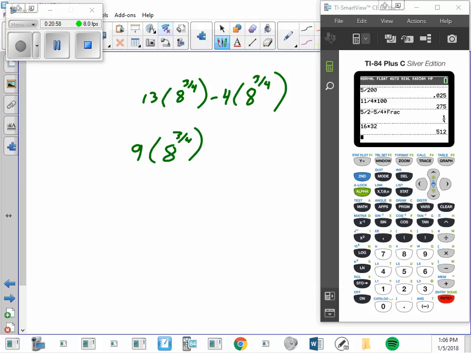Can 8 be split into 4 equal multiplications? No. It can be split into 3, but not 4. So this would be the 4th root of 8 to the 3rd. We don't need to write it that way. But can I blend the 9 and the 8 together? The bases are different and the exponents are different. So it's like x to the 1st and y squared, where the bases are different and the exponents are different. Can we mix them? No. X to the 1st and y squared do not mix. So 9 times 8 to the 3/4 does not mix. You could write it this way: 9 times the 4th root of 8 to the 3rd.